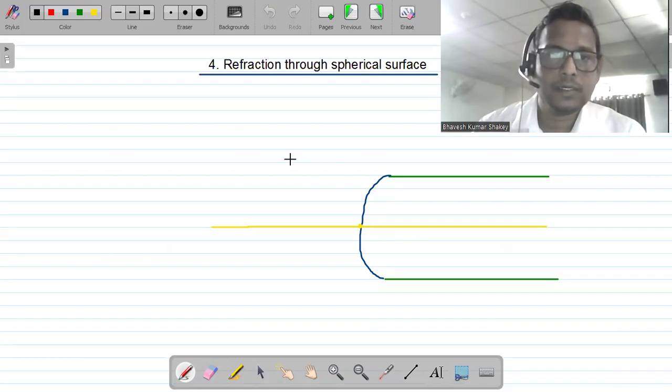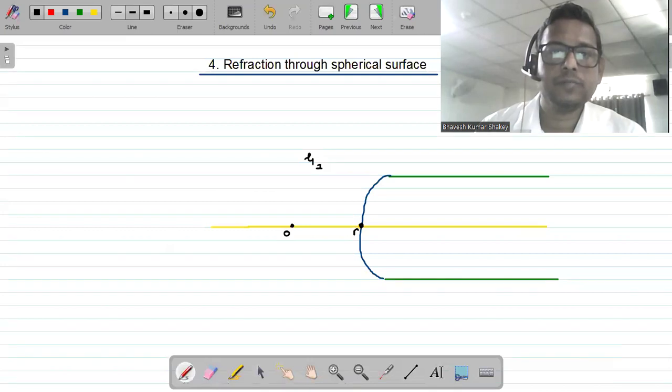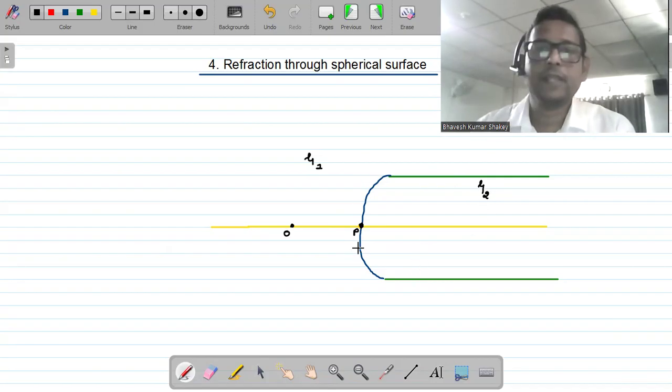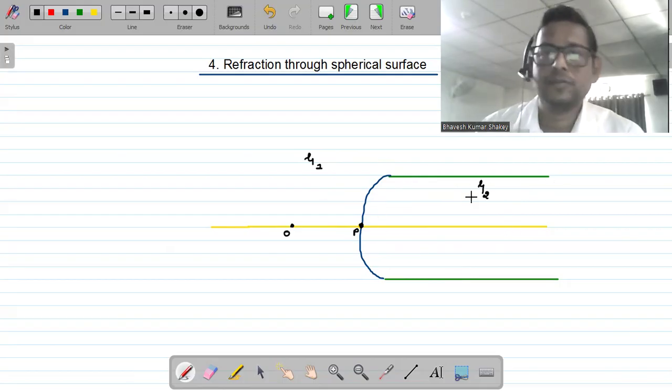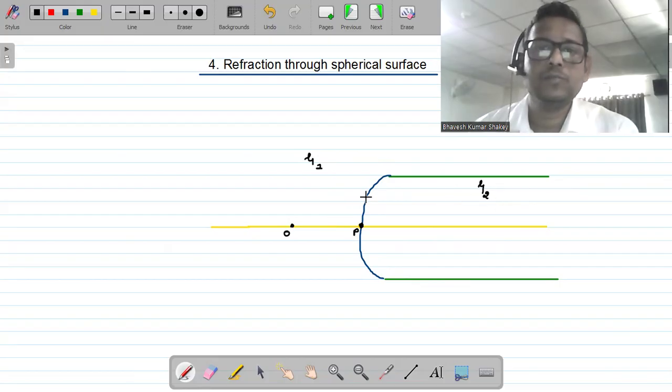Now let's see the refractive index for the medium. This outside medium is mu1. The refractive index of this medium is mu1, and this is the object. The object is placed here. This O is the object. Let's say this point is P. The refractive index inside this is mu2. So this is the spherical surface, and the object is placed in a medium whose refractive index is mu1, and this refractive index is mu2. Inside this, if this is the spherical surface of glass, this is the refractive index of glass, you can say. So this is mu1 and mu2.